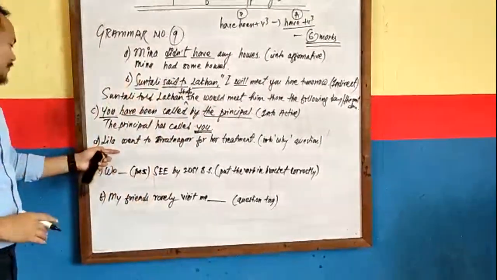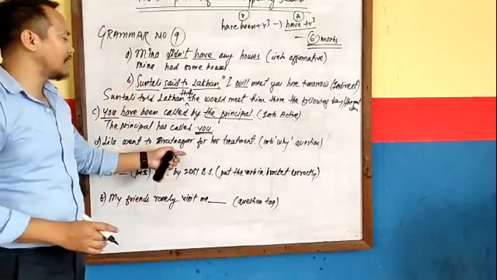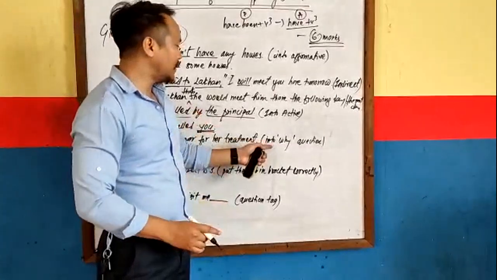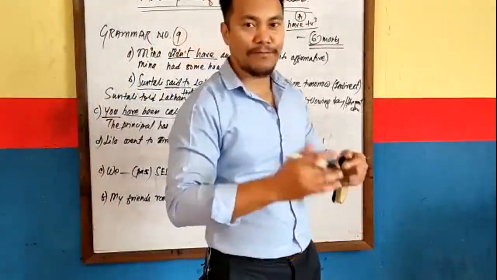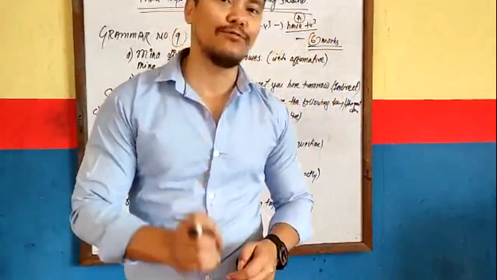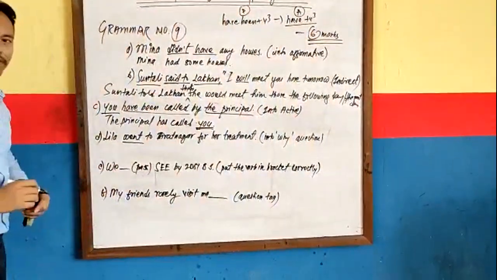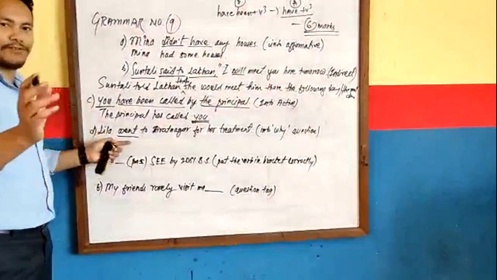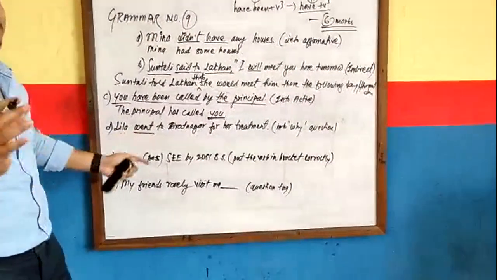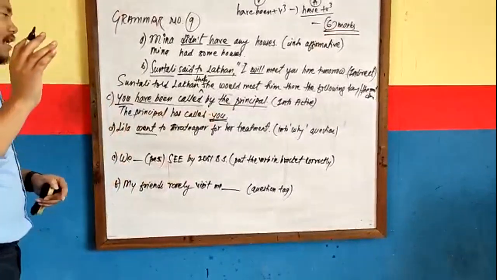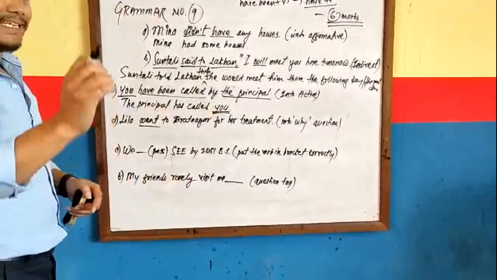Move on to number D. Leela went to Viratnagar for her treatment. And what is the direction? Into Y questions. We have to make a question using the WH word Y. So here you must focus on the verb. Went is verb 2, which is past. Therefore we have to make the question in past. And we also have to use the WH word, and that is Y.